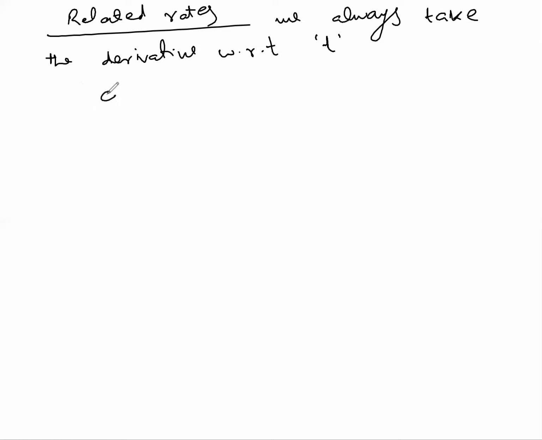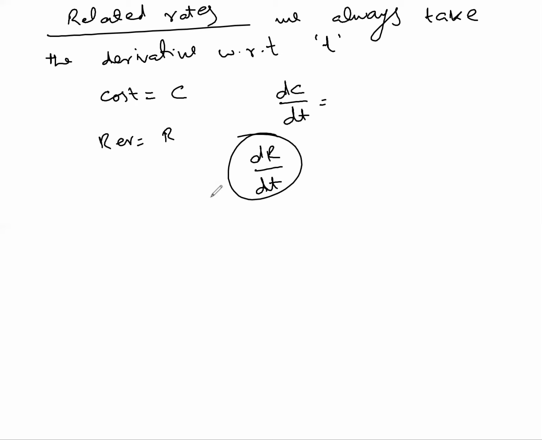And rate of increase means, for example, if I denote the cost function with c and I say rate of increase in cost, I am talking about dc by dt. If I denote revenue with r, and it says the rate of increase in revenue, it is dr by dt. Whenever he talks about the rate of increase of a certain thing, it means we are talking about its rate of change, like differentiating with respect to t.